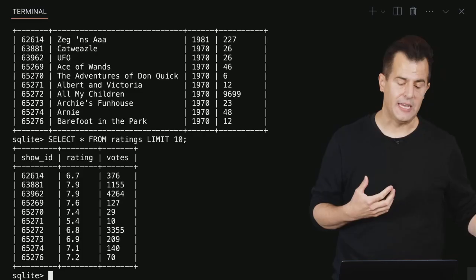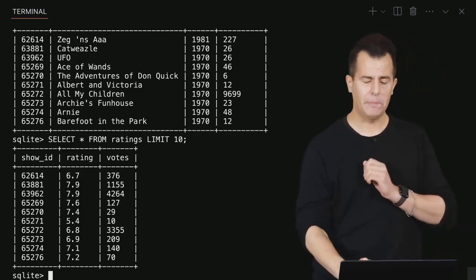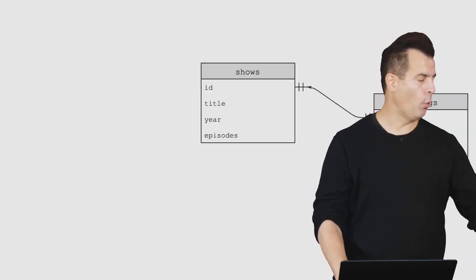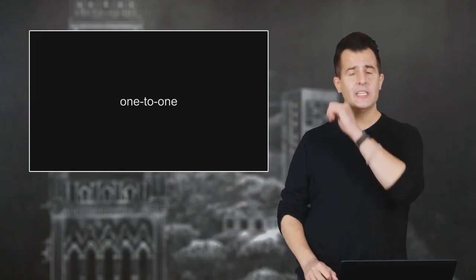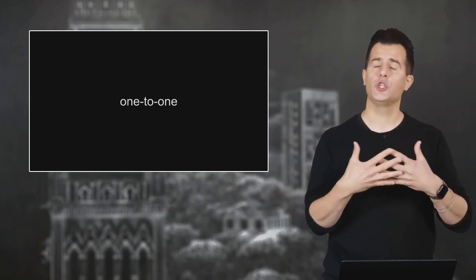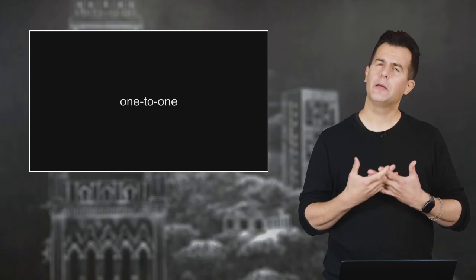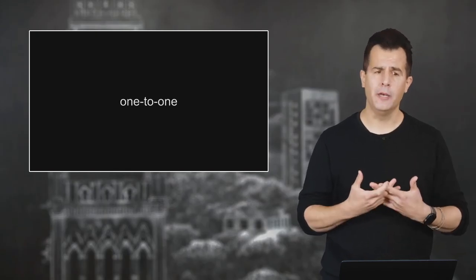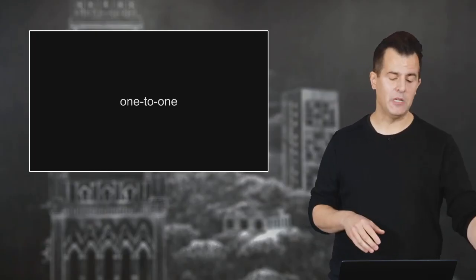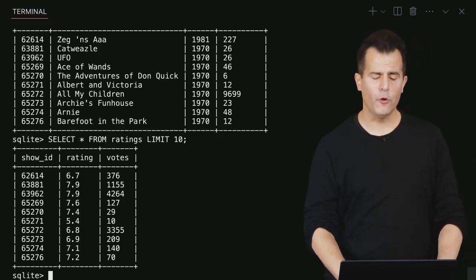Now, what you'll see here implicitly is an example of what we would call a one-to-one relationship. It turns out that with relational databases, you can indeed have these relationships across tables, and they can be different types of relationships. One-to-one means that every show has one rating, according to the design of IMDb's database. And I can kind of infer that as follows.